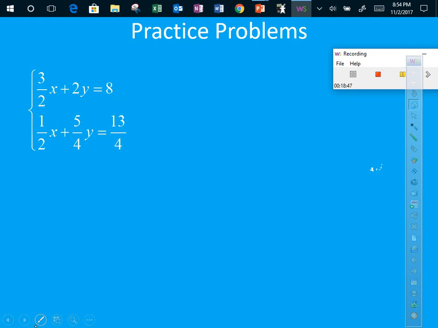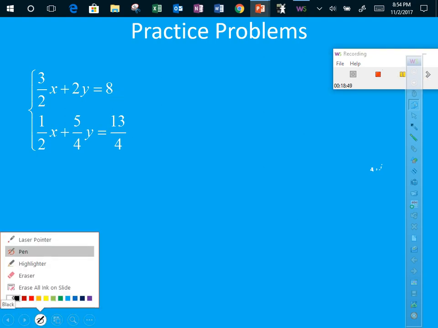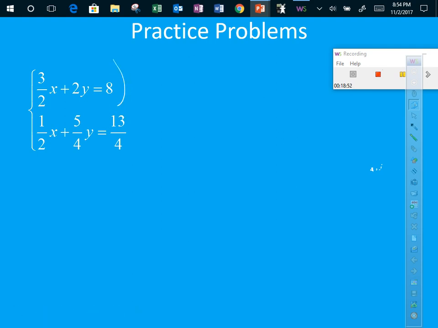So, if I look at my first one here, guys, what do you got to multiply by to get rid of the fraction? And the answer is 2. My denominator is a 2. So now I'm going to multiply everything by 2. So 2 goes into 2 once, times 3 is 3, so I've got 3x, plus 2 times 2y is 4y, equal 16. So I multiplied everything through by 2 to get rid of my fractions.